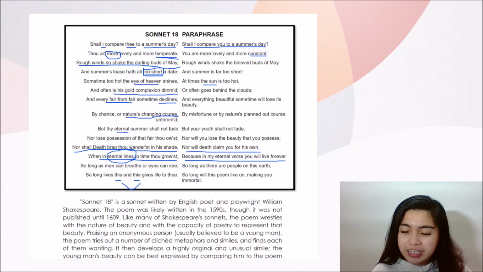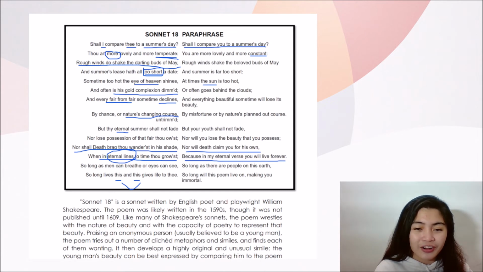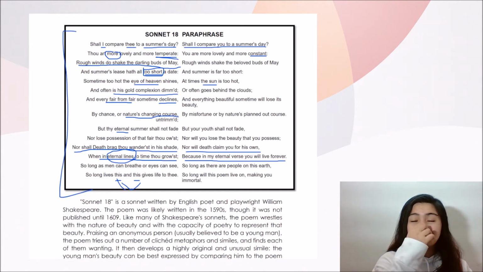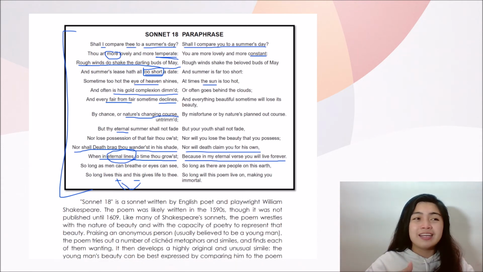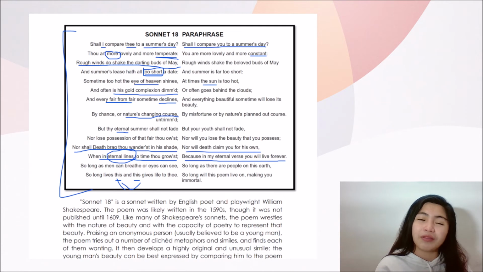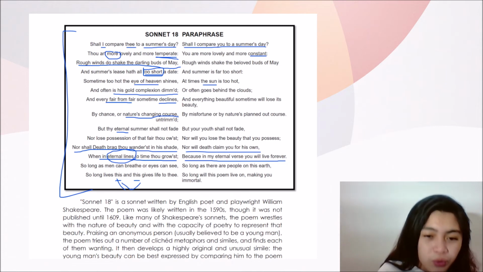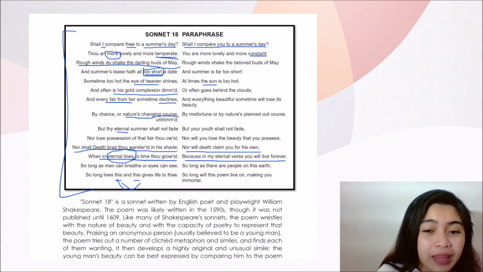So, sinasabi dyan, yung this dito, ito na yung buong sonnet. Ito na yung buong piece. So, yung eternal lines na yan, yung eternal verse na yan. So, sinasabi niya na, even though dumating yung death, or mawala ka man sa mundo, your beauty will forever grow. It will grow from time to time.